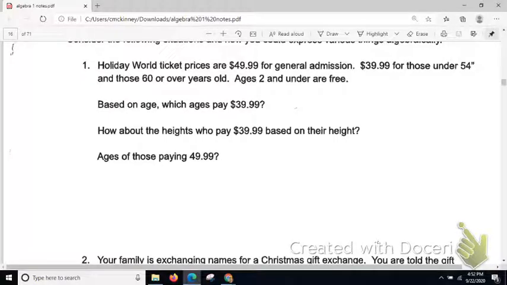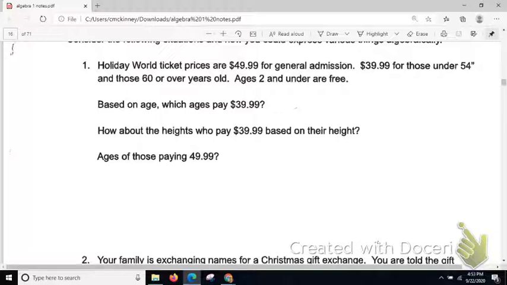Hi, we're going to talk a little about how some of these ideas are used in the real world, because I get a lot of "what would I ever use this for?" Insert eye roll, right? So just to give you an idea of times when some things in our everyday life might use an inequality. If I had this scenario about Holiday World, and then I said, based on age, which ages pay $39.99?